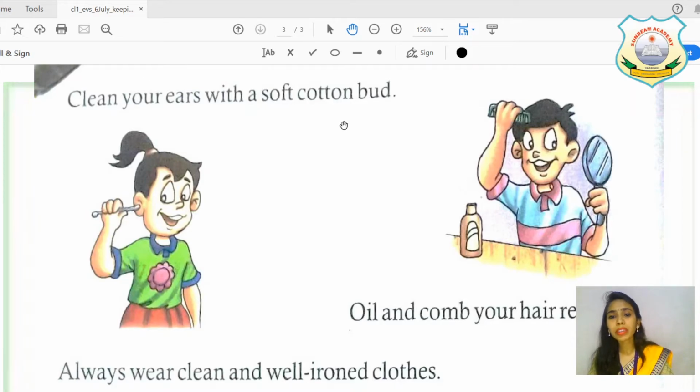But I will recommend that you can simply purchase ear wax drops from any medical store, and you can apply 2 to 3 drops in your ear, and definitely you will get rid of the extra wax that is there in the ear. So you can use either cotton bud or wax cleaner drops.